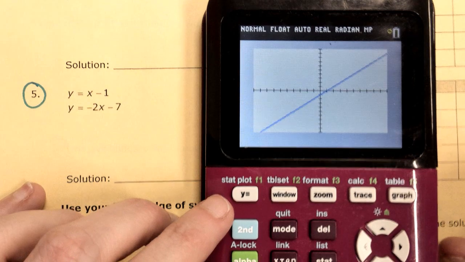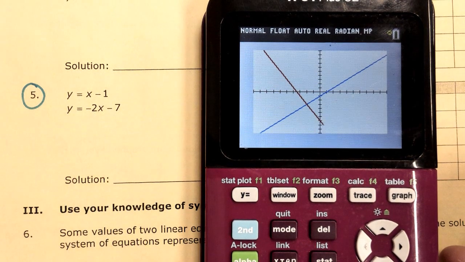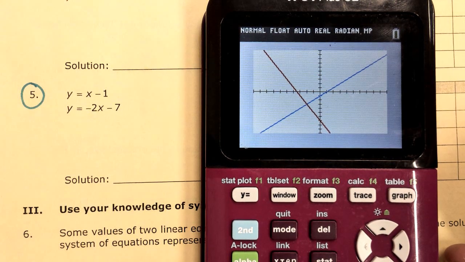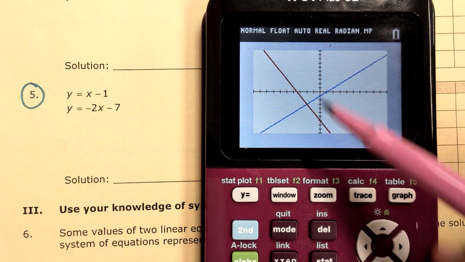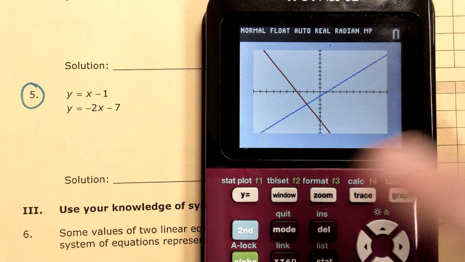And the reason sometimes I like to start by looking at the graph is because the graph will kind of immediately give me an idea of whether I'm looking at one solution, no solution, infinitely many. It'll tell me right away what I've got going on. In this case, I see that I have one solution. It looks like it's somewhere around -2.